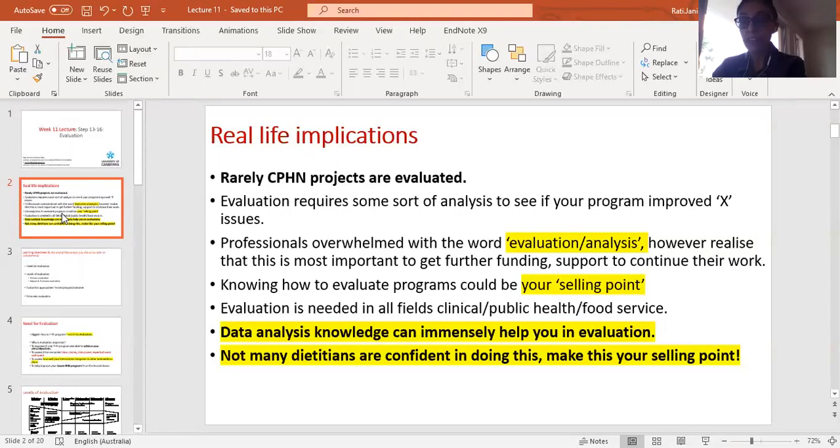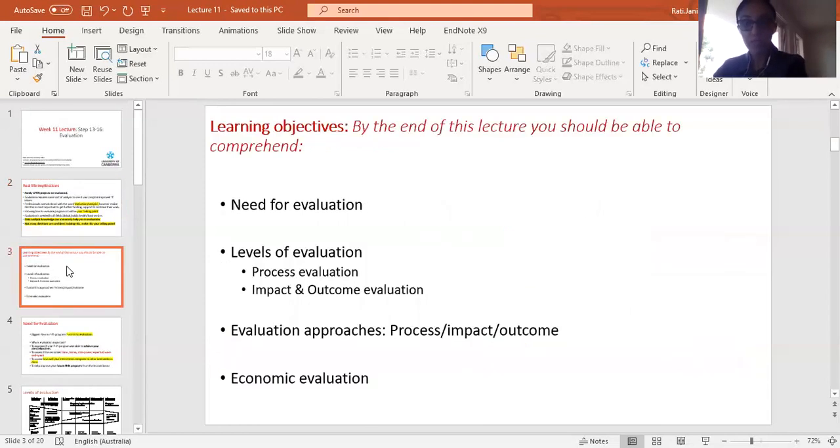And therefore, having these evaluation skills is going to be your X factor on your resume, because not many dietitians are confident with their evaluation skills. So make this your selling point and make this your strong point. Moving further, as you know, this is a formality which I include for every lecture, so you can go through this.